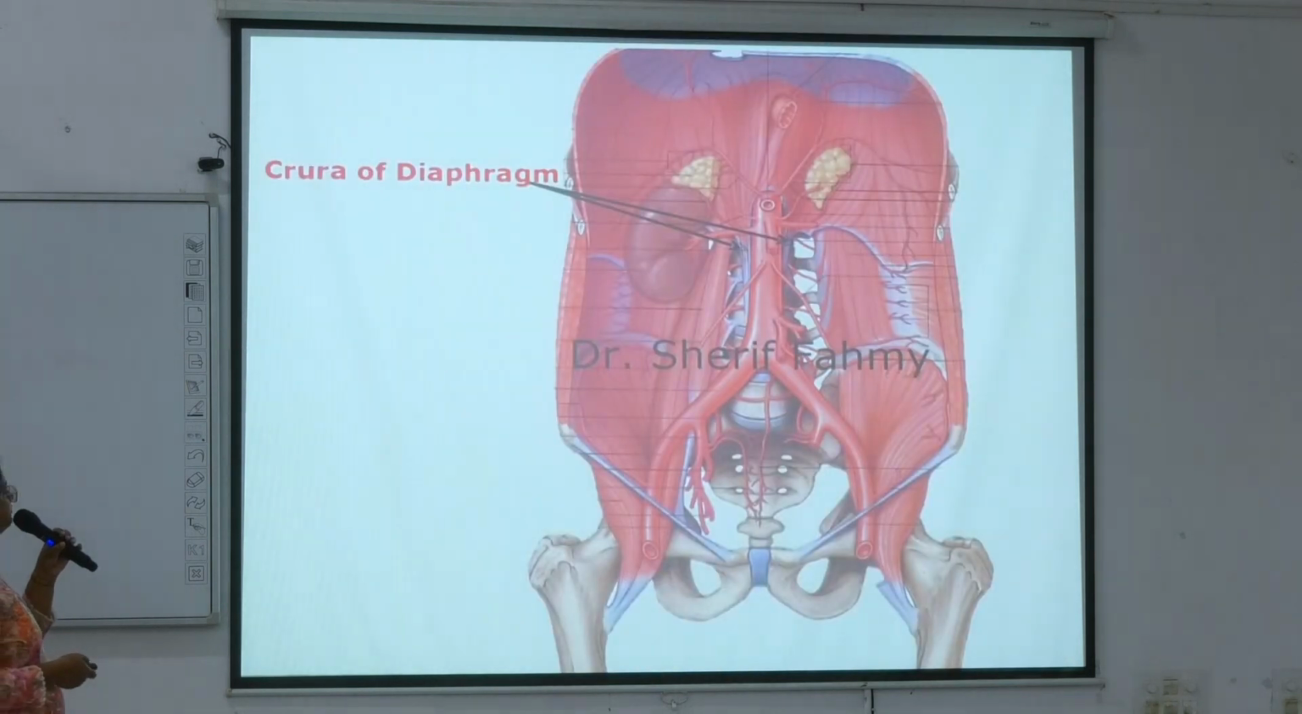Next, the crus of the diaphragm. These are attached over the bodies of the lumbar vertebrae, right and left crus. The right crus extends up to L3, the left crus up to L2. So the crura are also forming the posterior relation of the aorta.